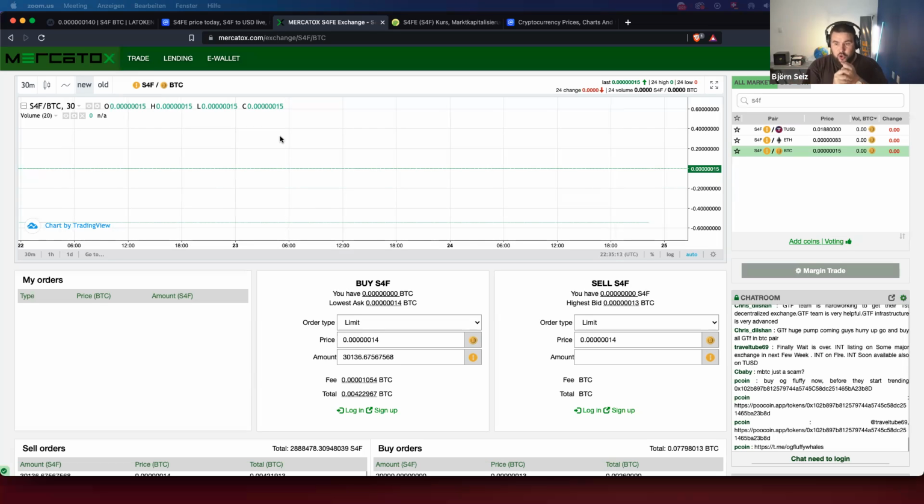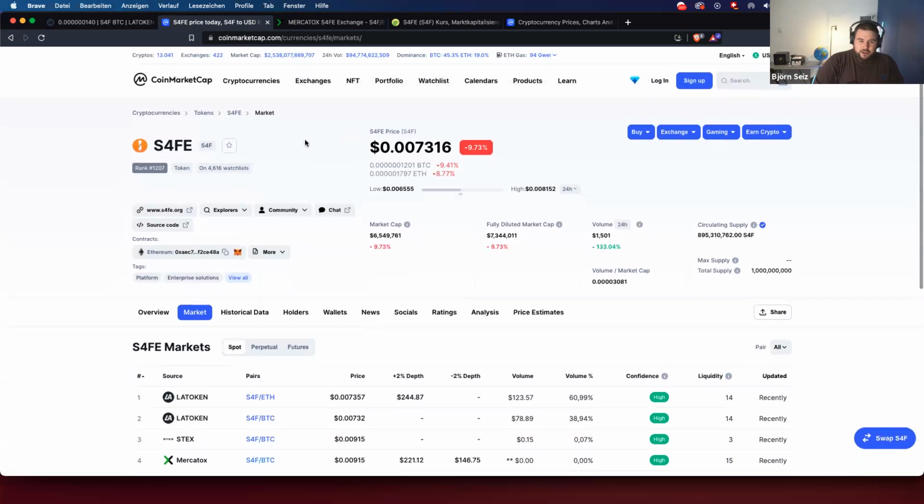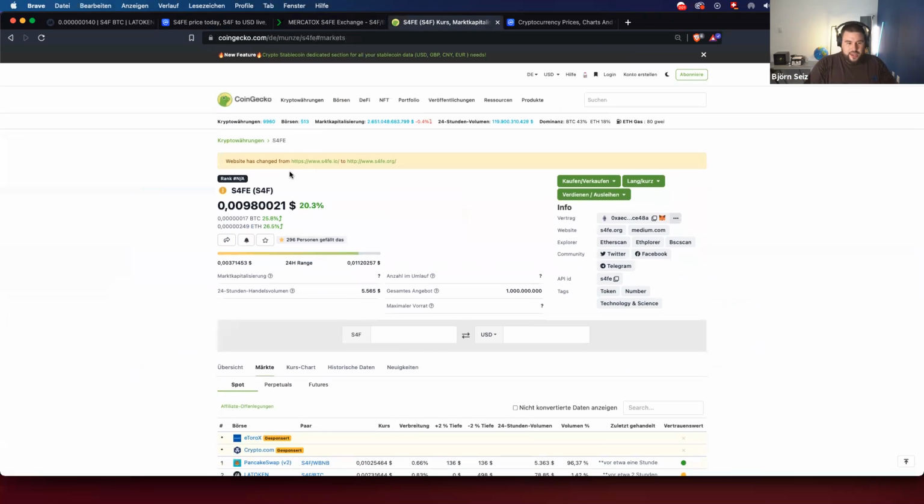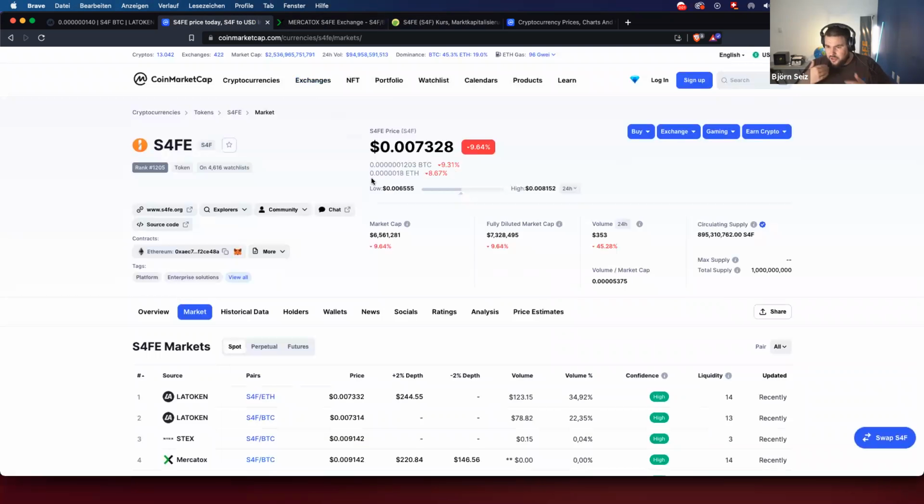Today I will show you how you can trade on decentralized exchanges safely, and what options you have available. For that, we dive first of all into SAFE on CoinMarketCap and into SAFE on CoinGecko. We discuss why the prices here are different and what you need to know.